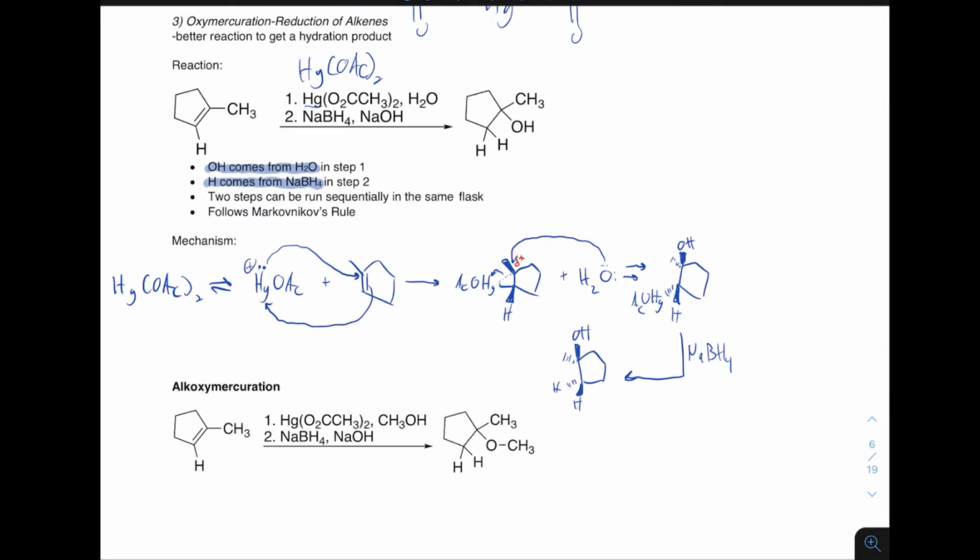Similarly, instead of having H2O, if we change it to something like methanol, an oxygen with an alkyl group on it, we get something called an alkoxymercuration, which is the same exact thing, just instead of OH, because we have the CH3 oxygen, we end up adding this ether instead. Okay, so same thing, just changing out the water for methanol, or it could be ethanol, where we would have OCH2CH3.